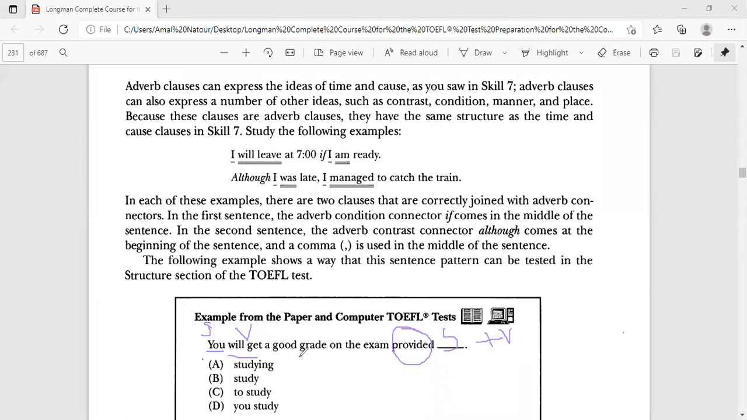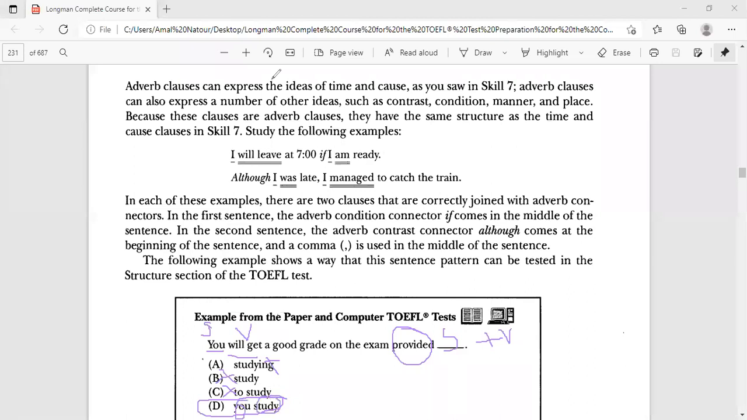This connector comes in the middle, and because it is a connector, it must be followed by a subject and a verb. Where is the subject and the verb here? Studying is a verb, it does not have a subject. To study is an infinitive, so a verb. So the right answer is D, which contains a subject, he, and a verb, studies.